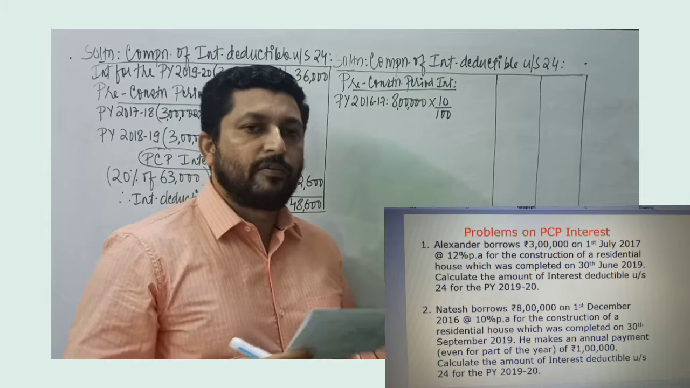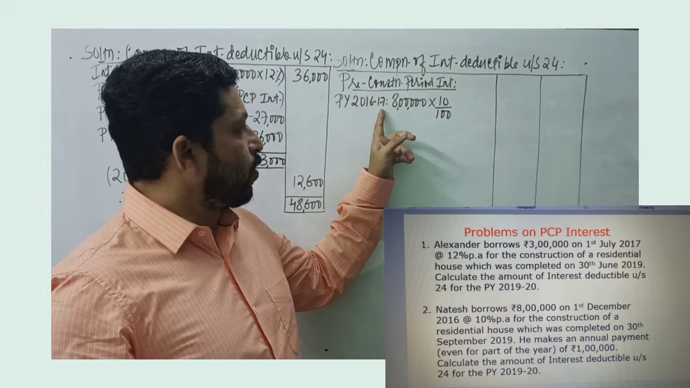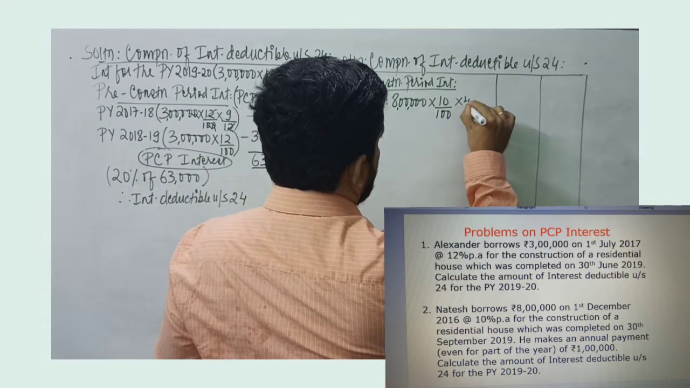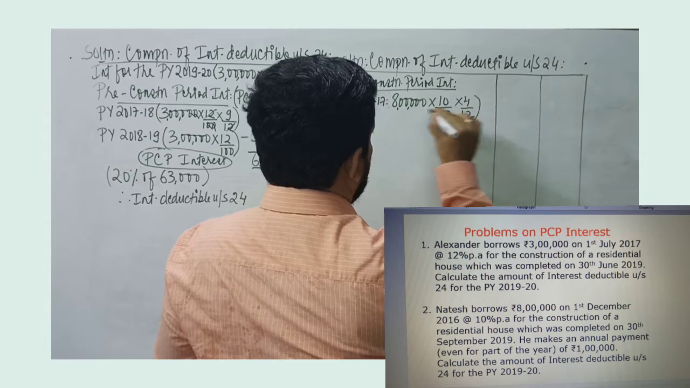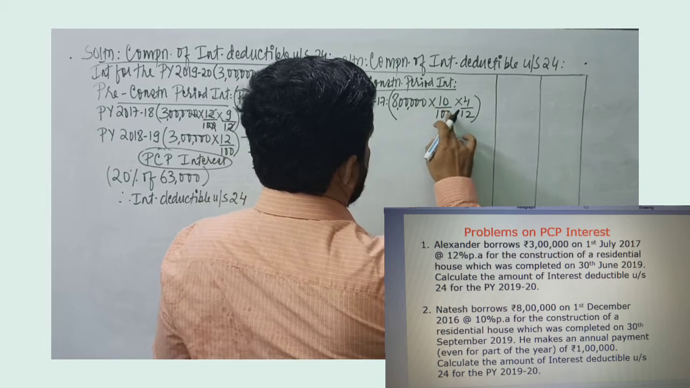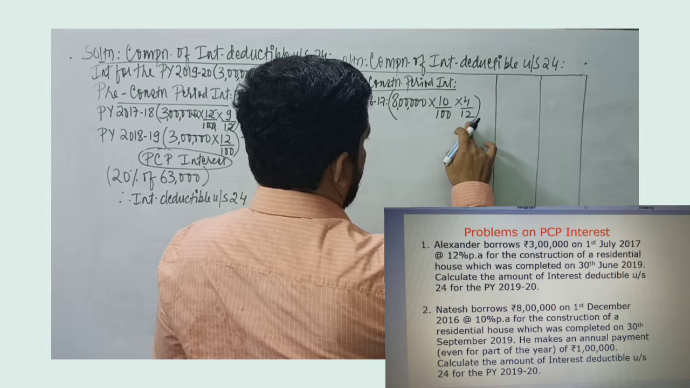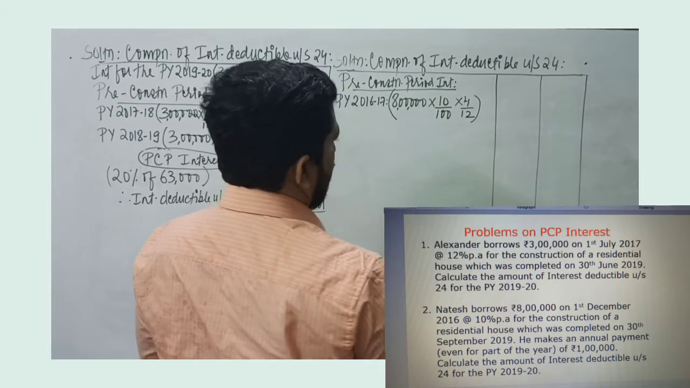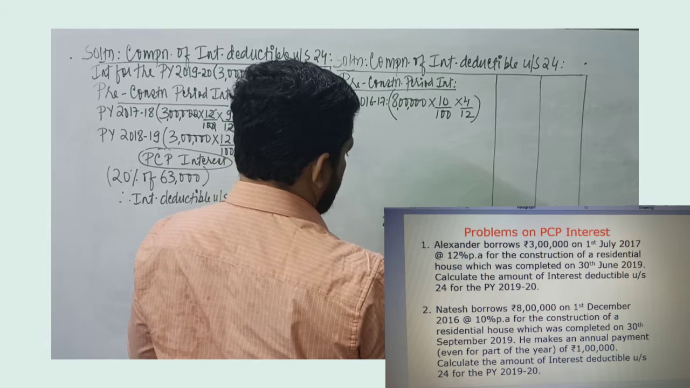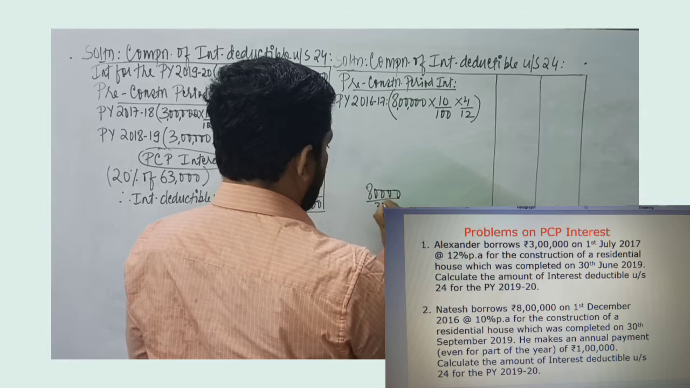And the loan was borrowed on 1st of December. So 1st December 2016 to 31st March 2017. So it is around 4 months. So I record over here 4 by 12. That will be the amount. So it will work out to 80,000 into 4 by 12. So 80,000 divided by 3 will be 26,667.